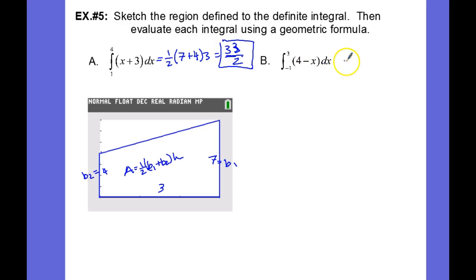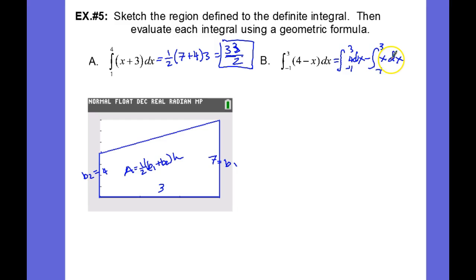So what I want to do is to rewrite this as the definite integral from negative 1 to 3 of 4 dx minus the definite integral from negative 1 to 3 of x dx. And so the left-hand side is going to evaluate as the product of 4 and the difference between my upper and lower limits.